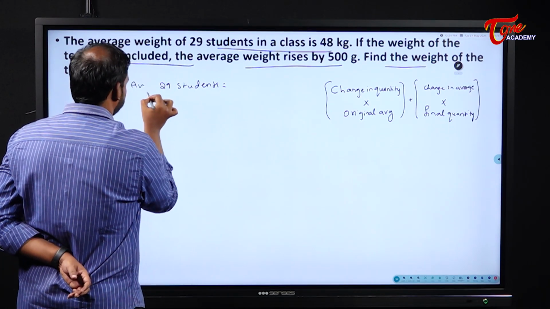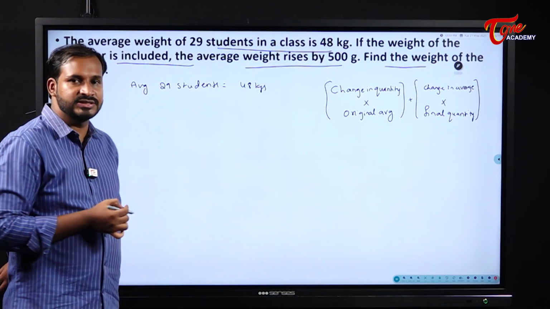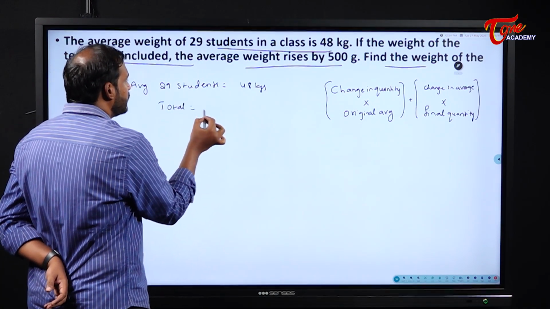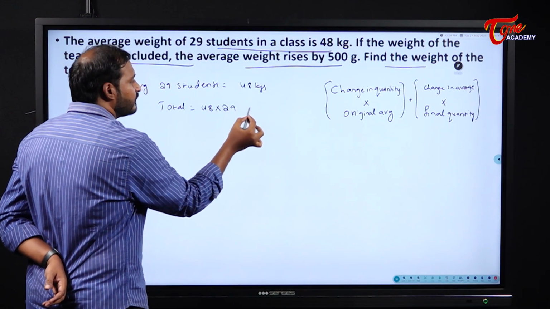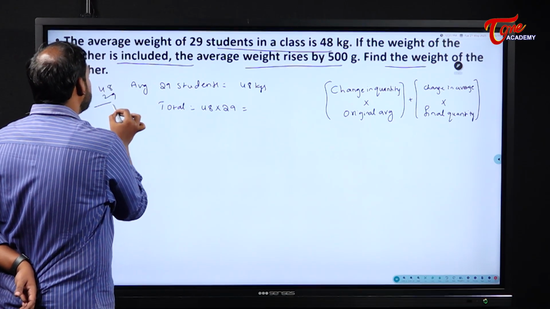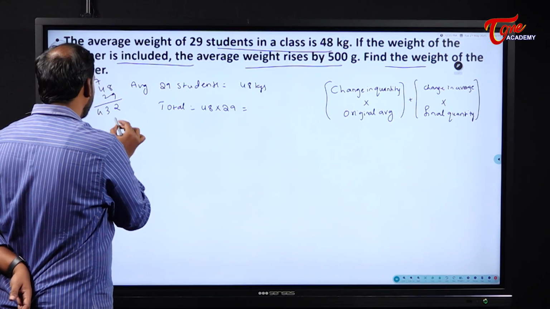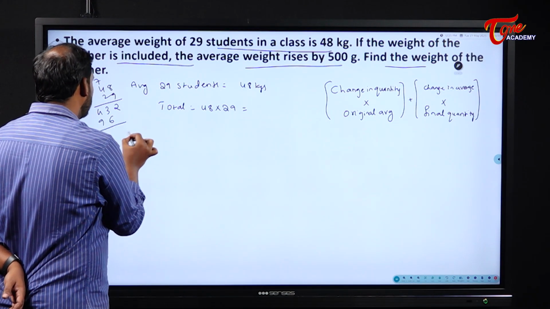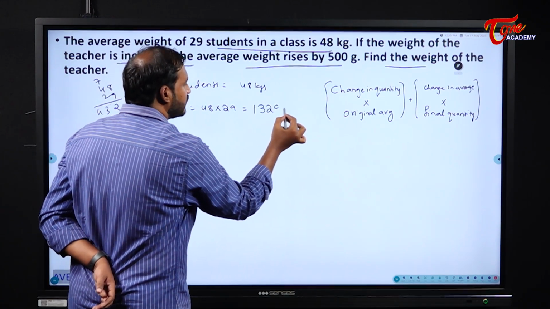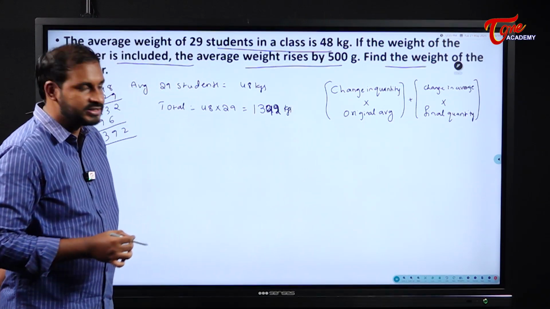Average is how much? 48 kgs, right? The average of 29 students is 48 kgs. So, what will be the total weight here? 48 into 29, right? That will be the total weight. So, what is 48 into 29? 48 into 9 is 432, 48 into 2 is 96, which gives 1392. So, the total weight of these students is 1392 kgs.